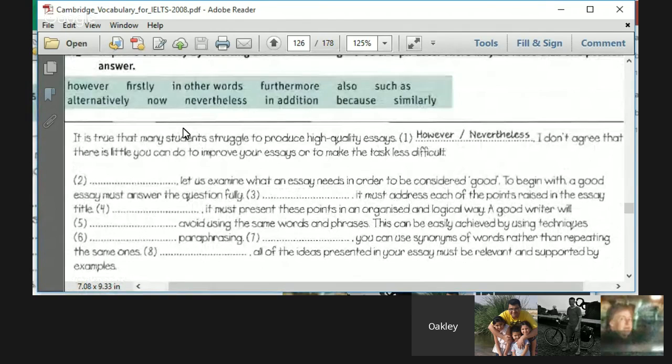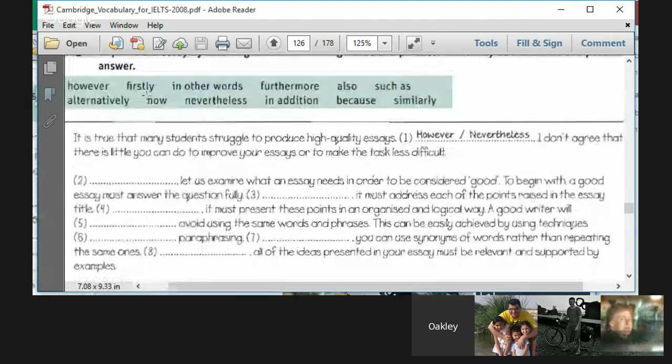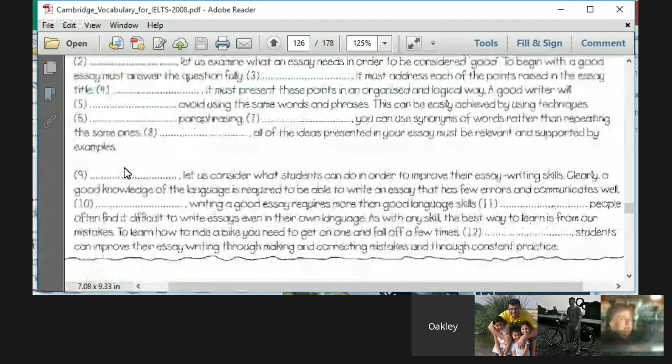We can use alternatively. No, that would be now. Sorry, now. There you go. You got it. Now, yes. To sequence. Here we can see now used to sequence. And this is how it's used. Firstly, let us talk about this aspect. Now let us talk about this aspect. You're introducing a new point. You're sequencing your ideas.